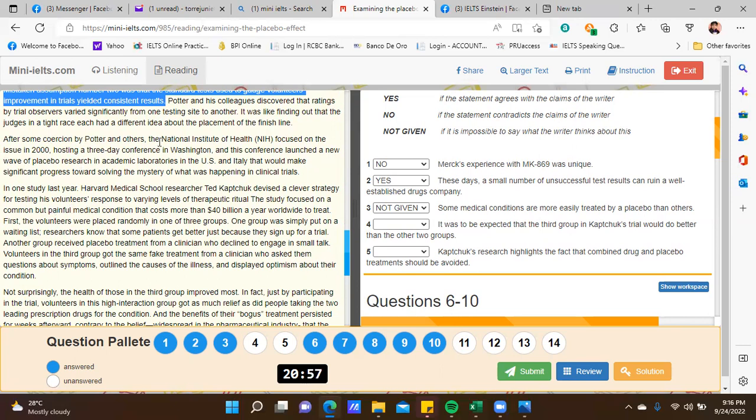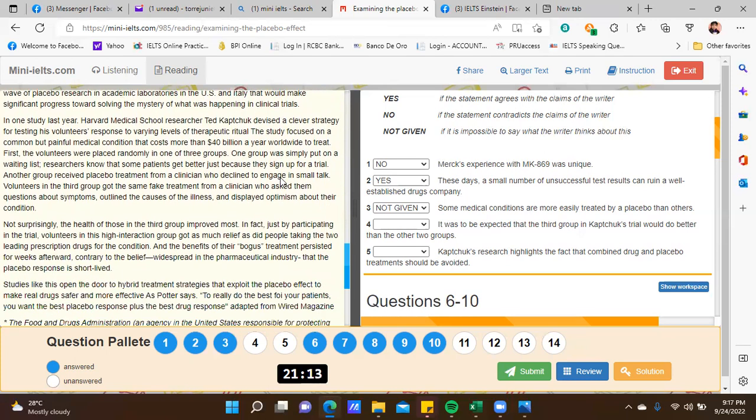After some coercion by Potter and others, the National Institute of Health focused on the issue in 2000, hosting a three-day conference in Washington. And this conference launched a new wave of placebo research in academic labs in the US and Italy that would make significant progress towards solving the mystery of what was happening in clinical trials.